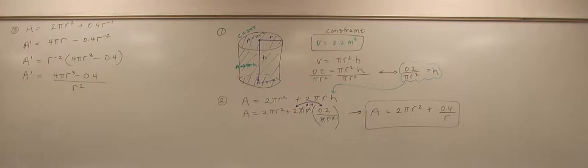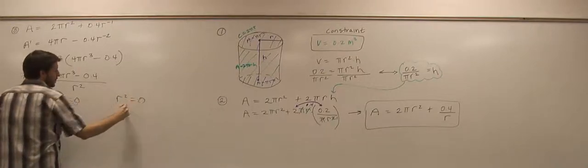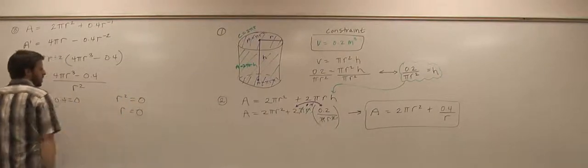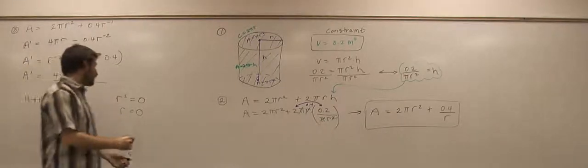Here's your derivative. Critical numbers come from where either the numerator is 0 or where the denominator is 0. Do I care about where the denominator is 0? Do I care about r equals 0?